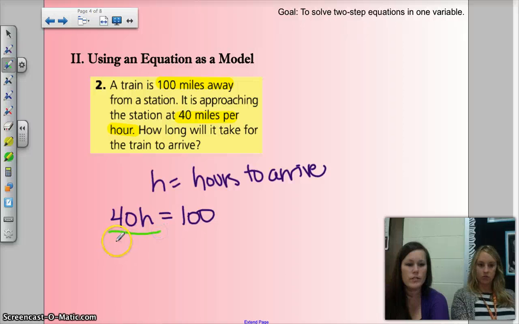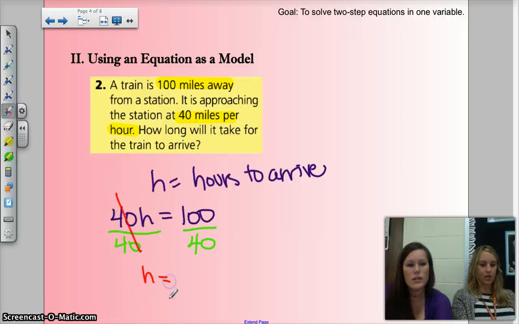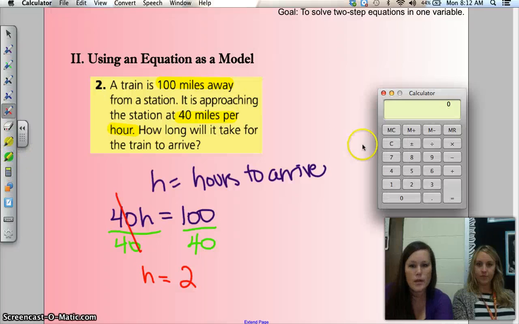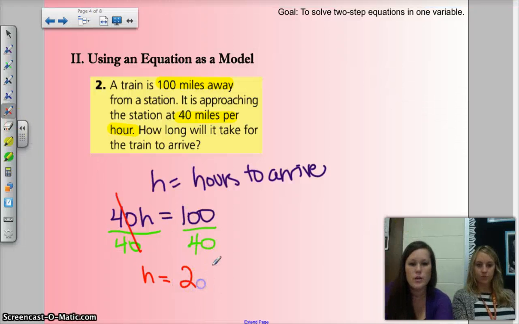So then we're going to divide by 40, undoing the multiplication. So I'm left with 1h, just h, equals whatever 100 divided by 40 is. I don't think it's going to be pretty. Use your calculator. There's no guessing in that. 100 divided by 40 is 2.5. Okay, so 2.5 hours.